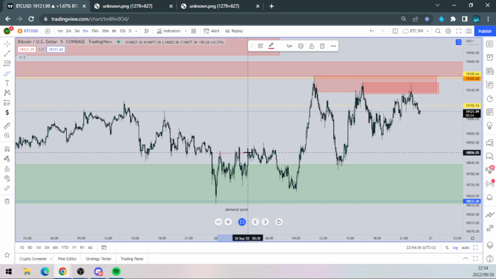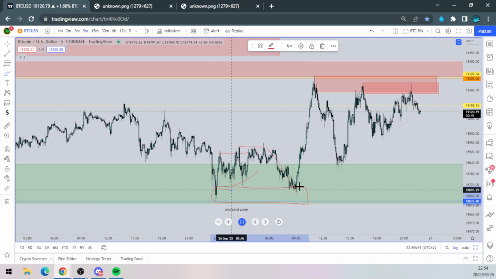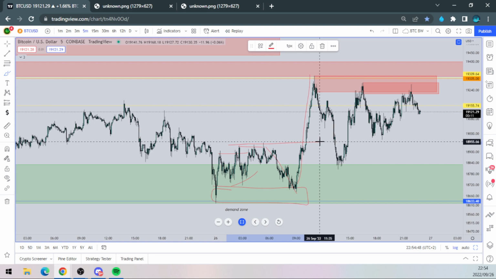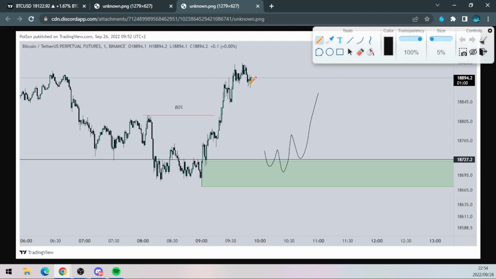So once price moved up as it did here, we broke structure here, we broke structure here, we had inducement here, price came back into this order block here and then moved away. We broke a higher time frame structure there, and what we were expecting was price to come back into the zone, right? So this was the expectation for price to come back into the zone.